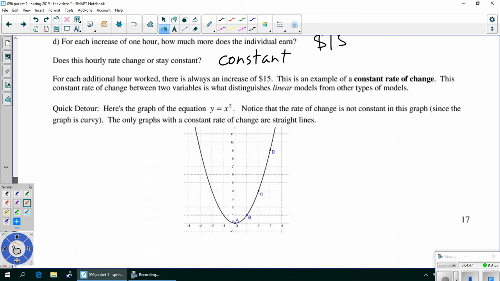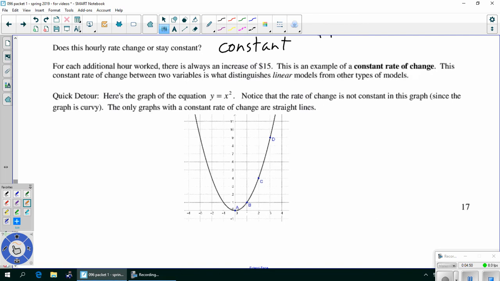Quick detour. Here's the graph of the equation y equals x squared. We will spend some time later this semester graphing equations like this. The graph is called a parabola. Now let's take a look at the rate of change going from point A to B to C to D. First, notice that to go from A to B, we're going 1 unit to the right. And then to go from A to B, we're going 1 unit up.